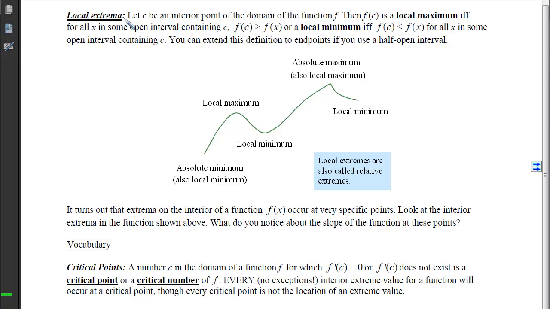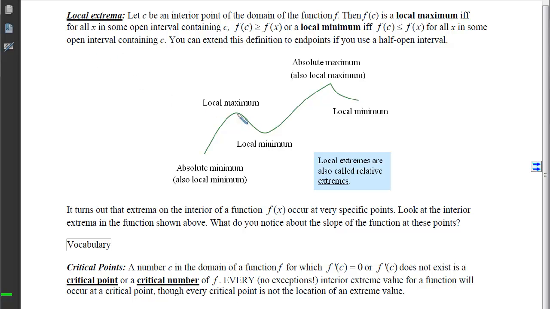So if we read this, it says, let C be an interior point of the domain of a function, then the output associated with C will be called a local maximum if and only if for all x in some open interval containing C, the output for f at C is bigger than the outputs that are around it. Likewise, we'll have a local minimum at C if and only if the outputs that go with C are smaller than the outputs that are around it. So when we say around it, we're talking about that open interval containing C.